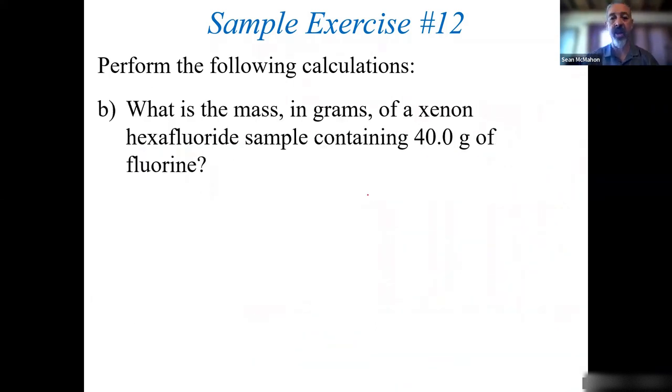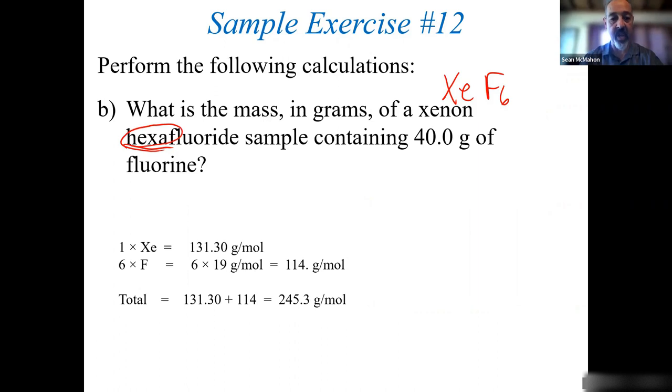What is the mass in grams of xenon hexafluoride containing 40 grams of fluorine? Okay, so xenon hexafluoride. The reason why it's hexa is non-metal, non-metal. I need a prefix because this is a covalent compound. When I calculate it out, I see that for the molar mass, the total is 245.3 grams per mole. But for this, I can just do a mass ratio.